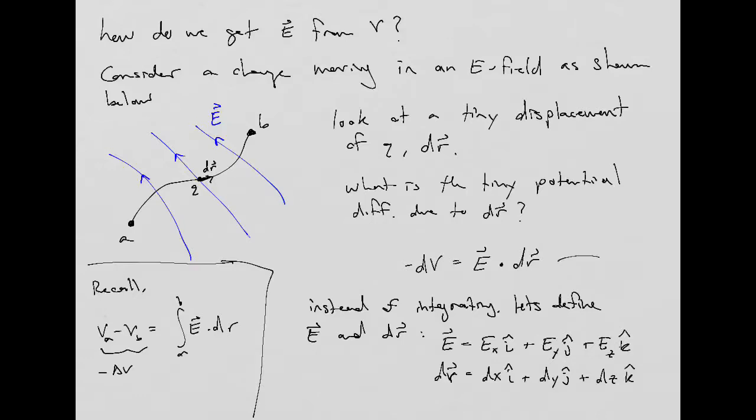Now we're going to throw these into our equation for dV. So let's go to the next page. We have minus dV is equal to, remember when you do a dot product, you multiply the like components and add everything. So we multiply the x components with the x, so we get Ex dx. We add that with Ey dy. We add that with Ez dz. Okay. All right, this is okay. We're going to hold on to this.